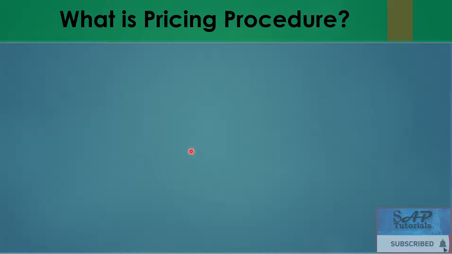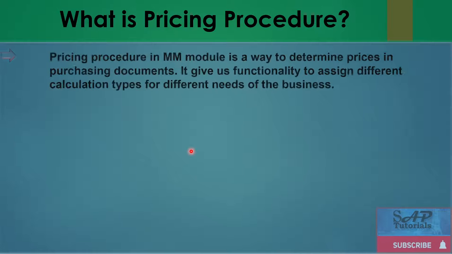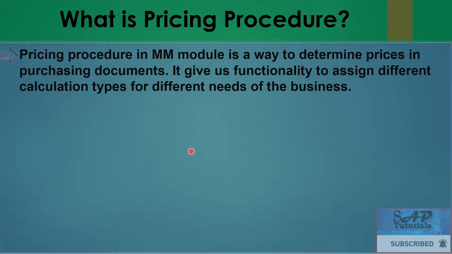So let's start with our pricing procedure today. First thing, what exactly is a pricing procedure? Pricing procedure in the MM module is used to determine the prices involved in a purchasing document. It gives us functionality to assign different calculation types for different needs of the business, depending on document type or what terms and conditions were agreed with the vendor. So it's nothing but how we are going to pay the vendor and which terms and conditions we are going to consider while paying the vendor. Even taxes, freight, surcharges, discounts, everything is in that.